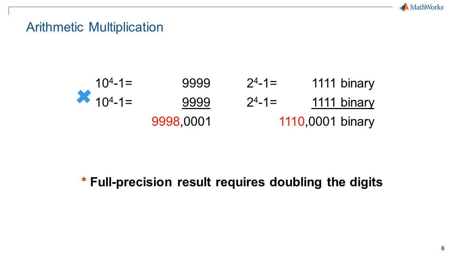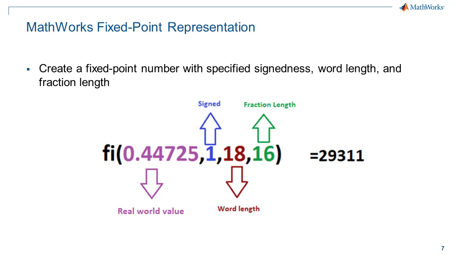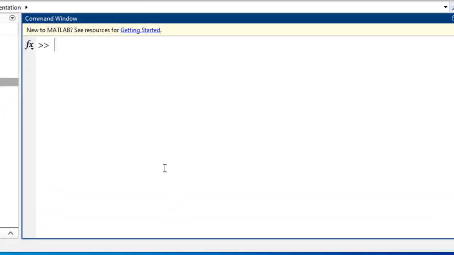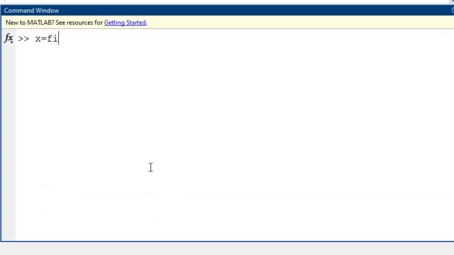And I'd like to get into a quick example of how MathWorks notation works for fixed point numbers. So I'm going to open up MATLAB here. We'll do x equals fixed point of 0.44725, comma 1, meaning we're going to do a signed number. 18 is the word length. We'll see a little bit later, 18 is a great choice for word length, and 16 is the fraction length.